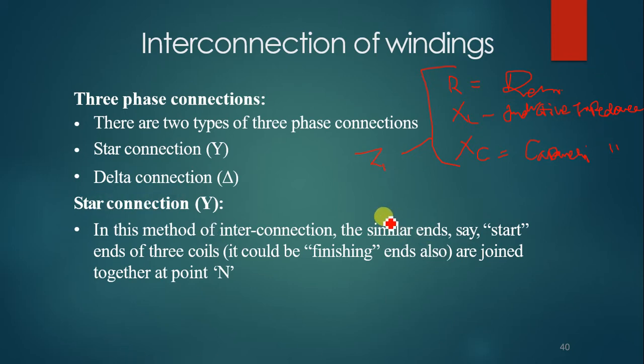In this, the similar ends of all these loads are connected to three coils. It could be a finishing end, generally denoted by N. Any star connection will have 4 wires. Keep this in mind: a 4 wire system. One is neutral and 3 are phases. How did you get the neutral? By joining the similar ends.